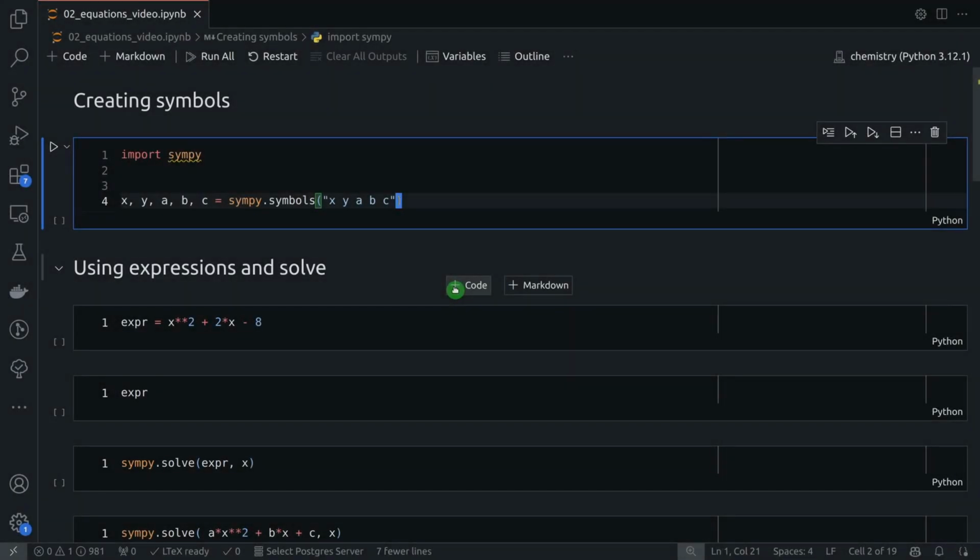Hello guys, in this video I'm going to show you how you can use SymPy to solve math equations. So the first thing that we need is to define the symbols that we are going to use in our code. So this is what I'm doing here. I'm defining X, Y, A, B, and C as the symbols that I'm going to use in this code.